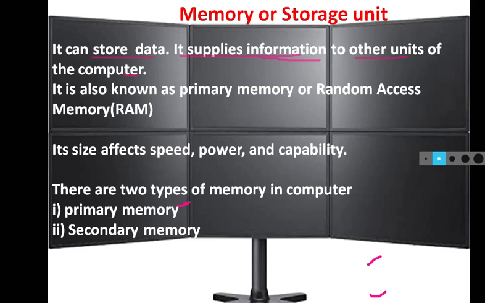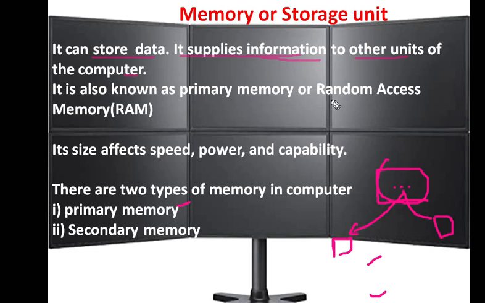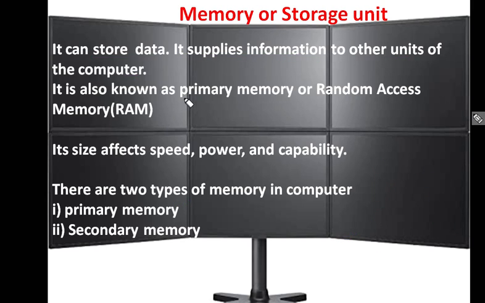Because if we place the data in our computer, this data is responsible for the input device and the output device, right? So it supplies the information to other units of the computer, and it is also known as primary memory or random access memory. This part we can call primary memory or RAM, random access memory, and its size affects speed, power and capability.